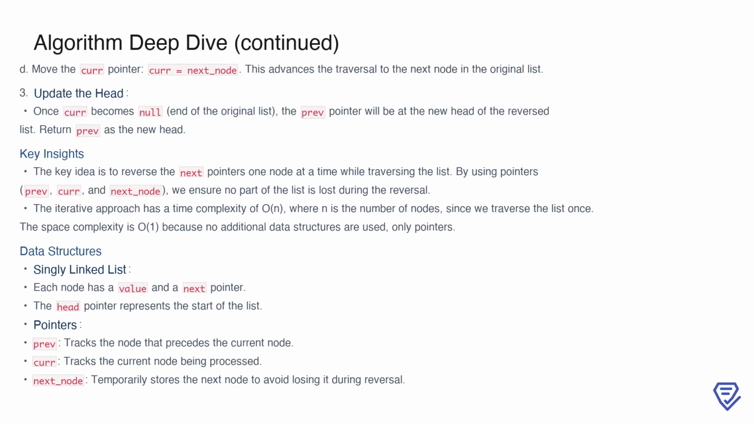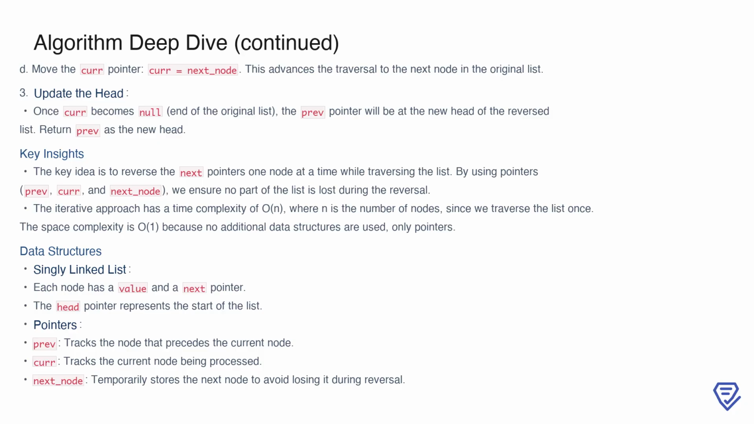Once the pointers are initialized, we enter the core traversal loop. While the cur pointer is not null, we proceed with the following steps. First, we save the next node in next_node using cur.next. This is critical to ensure we don't lose access to the remaining nodes after reversing the current pointer. Next, we reverse the next pointer of the current node by setting cur.next to previous. This effectively flips the direction of the link for the current node. Then, we move the previous pointer forward by assigning it to cur, making it the new previous node for the next iteration. Finally, we advance cur to next_node, which we saved earlier, so that we can process the next node in the original list.